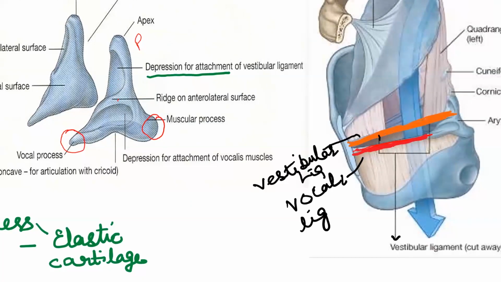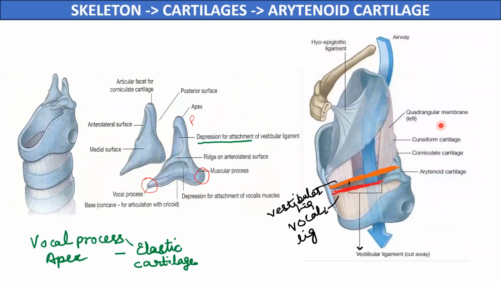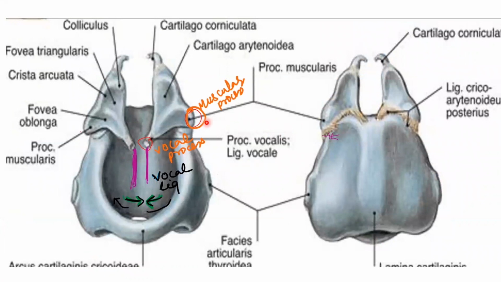And now the relation of the arytenoid cartilage to the cricoid cartilage is such that it can actually rotate over the cricoid cartilage. As we see in this diagram, the arytenoid cartilage can either rotate medially or laterally. The medial movement of the two arytenoid cartilages will bring their vocal processes close to each other, and this will result in bringing close the vocal ligaments, while lateral rotation will move the vocal processes away from each other, and that will result in divergence of the two vocal ligaments. So this is about the triangular cartilage of the larynx, that is the arytenoid cartilage.